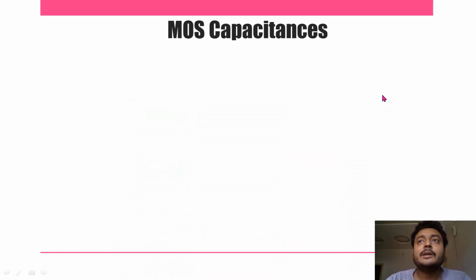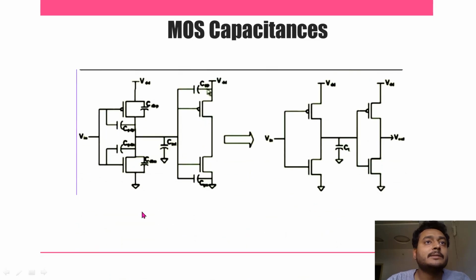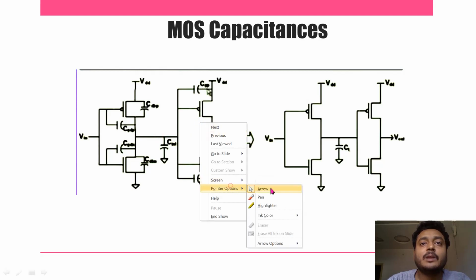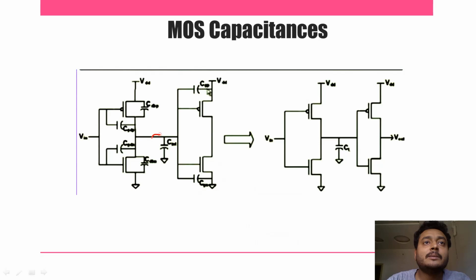Okay, so how can we see the load capacitance? In order to understand that, we'll take two cascaded stages of inverter. So we have one inverter here and one inverter here. So this inverter is driving this inverter. If you look at this point, where my marker is, so this is the point here.